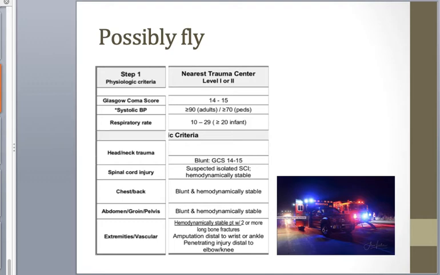If they have blunt head and neck trauma with a Glasgow of 14 or 15, suspected isolated spinal cord injury, and they're hemodynamically stable. If they have blunt trauma and hemodynamic stability with a chest and back injury, as well as abdomen, groin, and pelvis injuries, and then if there is hemodynamic stability with 2 or more long bone fractures, amputation distal to the wrist or ankle, penetrating injury distal to elbow and knee for the extremities and vascular.